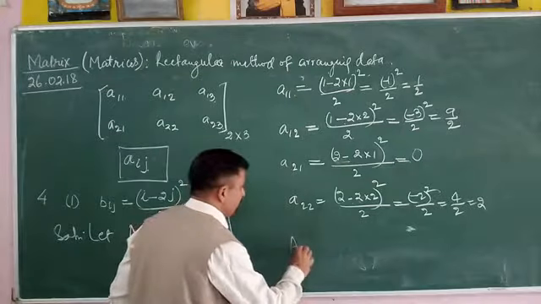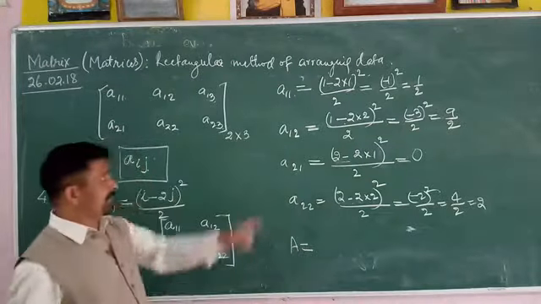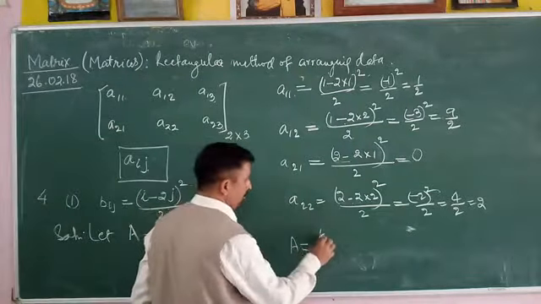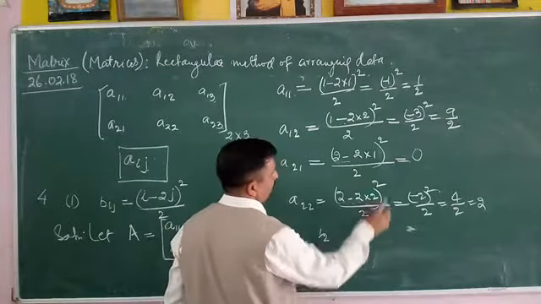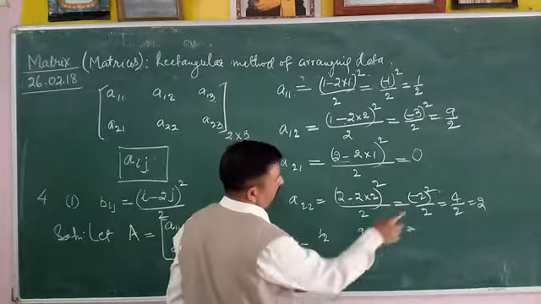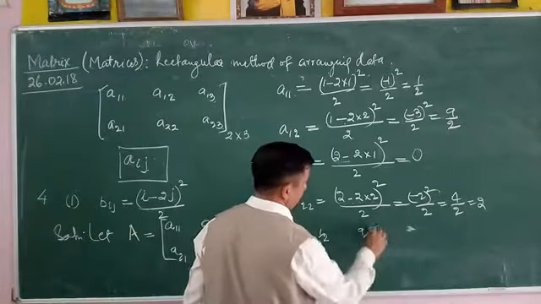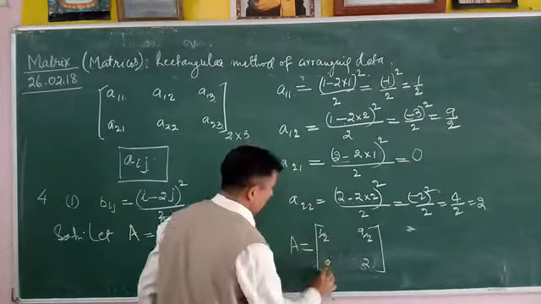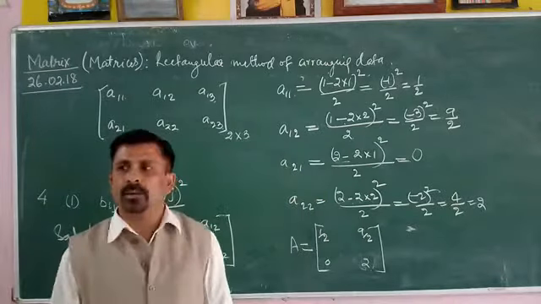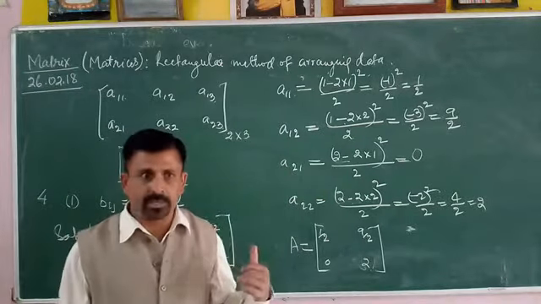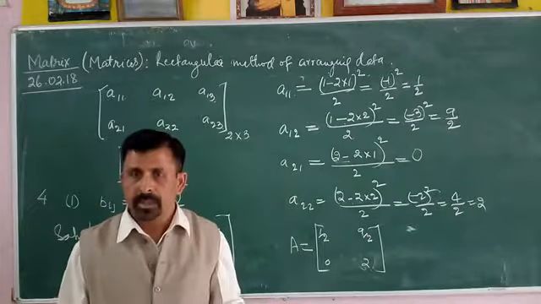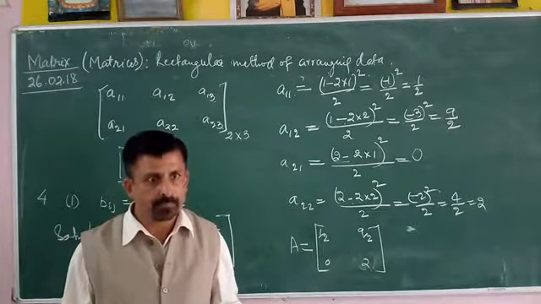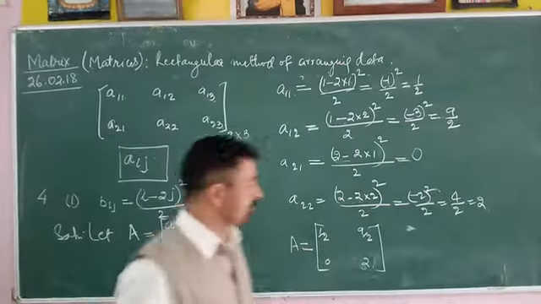So finally we can write the answer. A is equal to, now the first element is half. Second element is 9 over 2. Third element is 0. Fourth element is 2. This is how the matrix of the order 2 by 2 with the given condition is constructed. Yes, sir. Is it well understood? Yes, sir. Thank you.